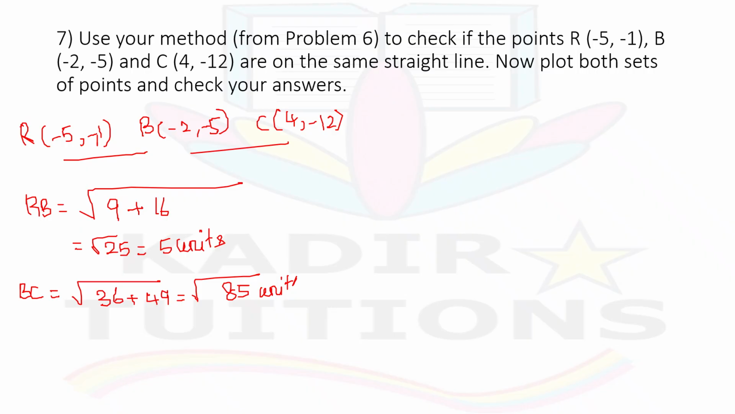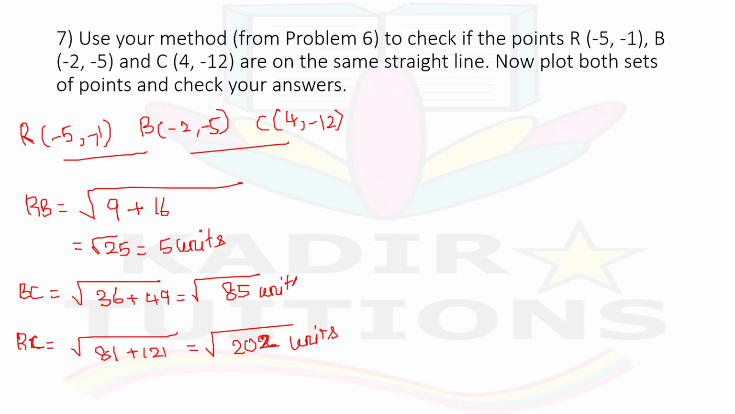And then we'll find RC. So RC equals -5 minus 4, so -9 square, it is 81. And then we have -1 and -12. So minus of -12 will be +12, and 11 we will be getting. So 11 square is 121. So if you add, what answer will we be getting here? 81 plus 121 is 202. Square root of 202. This is what we are getting.